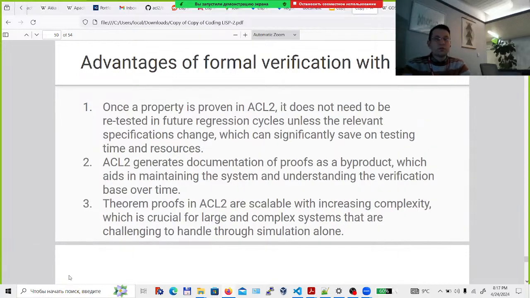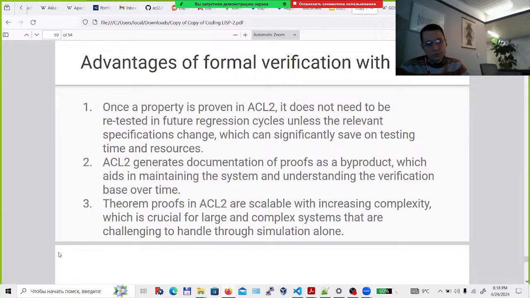Once a property is proven in ACL2, it does not need to be retested in future regression cycles unless the relevant specifications change. For example, in a common situation, we just do some model checking and simulation for one particular model. But if we combine those models inside the circuit, we have some conditions where it's not predictable via just one tested model. ACL2 allows you to do some component analysis. It just splits the model, and the output will always be predictable even in complex systems.